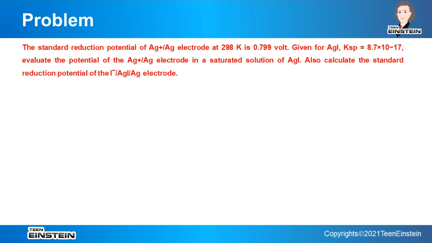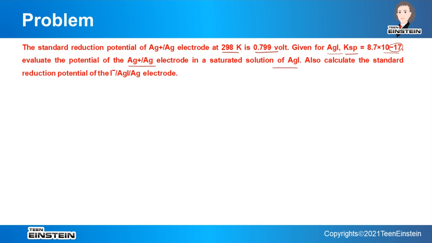Next problem. Standard reduction potential for the Ag plus Ag electrode at 25 degrees centigrade is 0.799 volt. It is almost 0.8. And what other information is given? Ksp of silver iodide is given as 8.7 into 10 to the power minus 17. So we have to evaluate the potential of the Ag plus Ag electrode in a saturated solution of AgI.